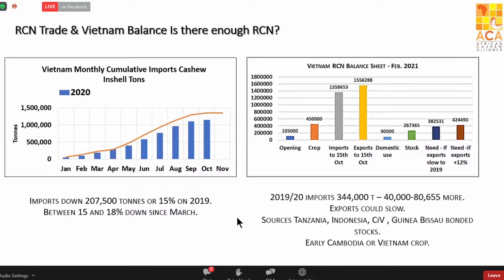So for me, although I don't see any major shortage arising on RCN based on this analysis, I think that the market for RCN will remain tight. I don't think that there's a prospect of lower prices for raw cashew nuts. Having said that, I don't think there's a prospect of any major squeeze on RCN later either.